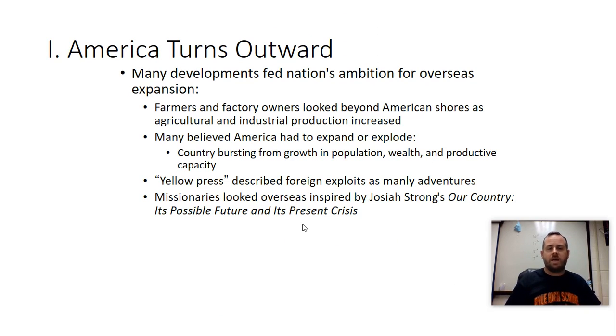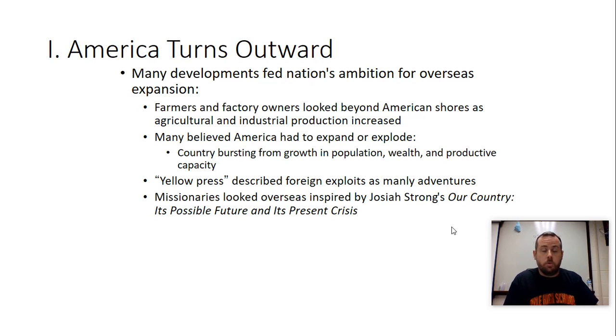This slide says America turns outward, and that's really what this unit is about. If our last unit on the Progressive Era was all about development within our country, now we're going to talk about America's foreign policy, how we're interacting with the world and other territories and nations around the globe. It says many developments fed the nation's ambition for overseas expansion. So these bullet points, four of them on this page, run through a series of reasons for American imperialism. Many people said that we had to look beyond our shores as agricultural and industrial production increased.